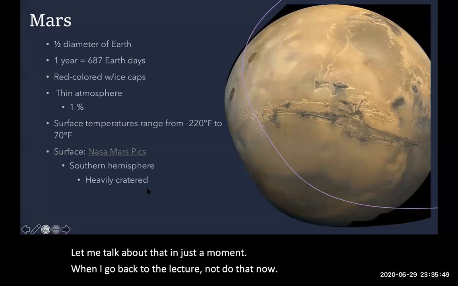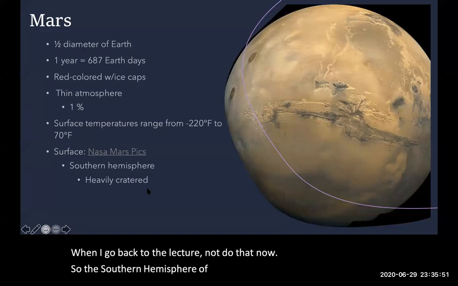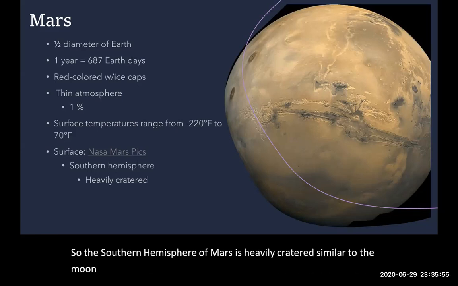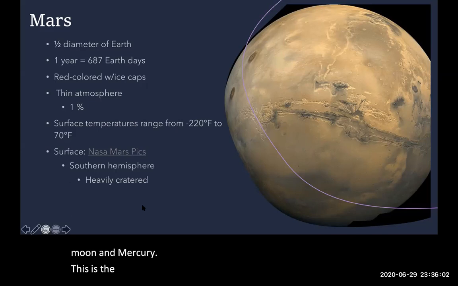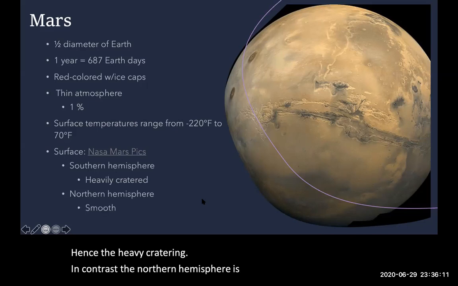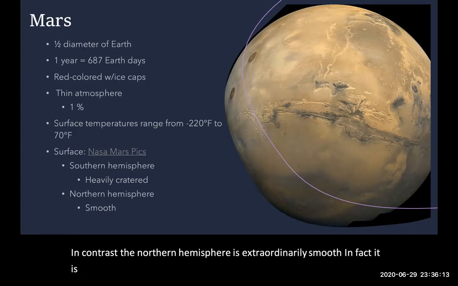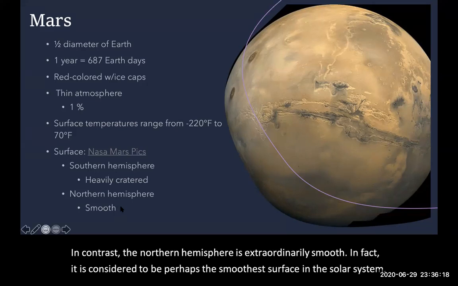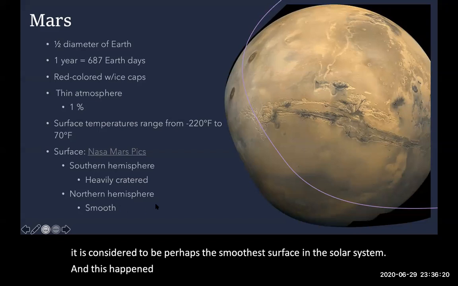So the southern hemisphere of Mars is heavily cratered, similar to the Moon and Mercury. This is the oldest surface of the planet, hence the heavy cratering. In contrast, the northern hemisphere is extraordinarily smooth. In fact, it is considered to be perhaps the smoothest surface in the solar system. And this happened by extensive lava flows.